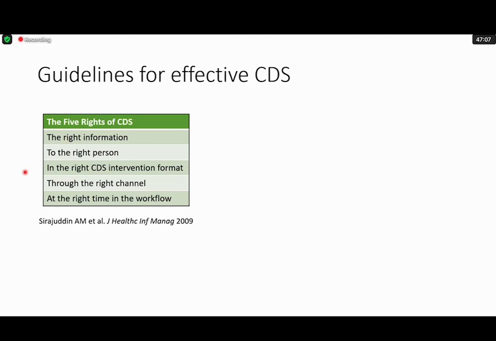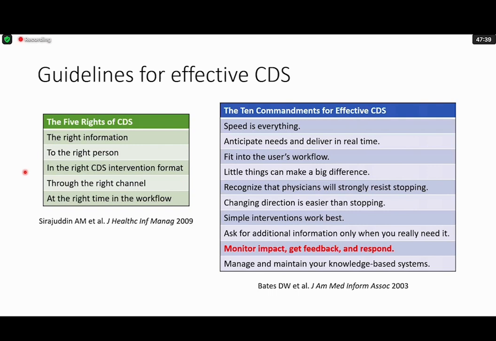Through the right channel. For most of what we're doing, we're talking about the CPOE. That's the channel, the order process, at the right time in the workflow. In general, the closer you are to the point of order, the point where the decision is made, which for us is usually when the order is being placed, that tends to be the most successful. The farther out you get, the less people remember or reflect on the information given, and the more they just use their automatic brain.